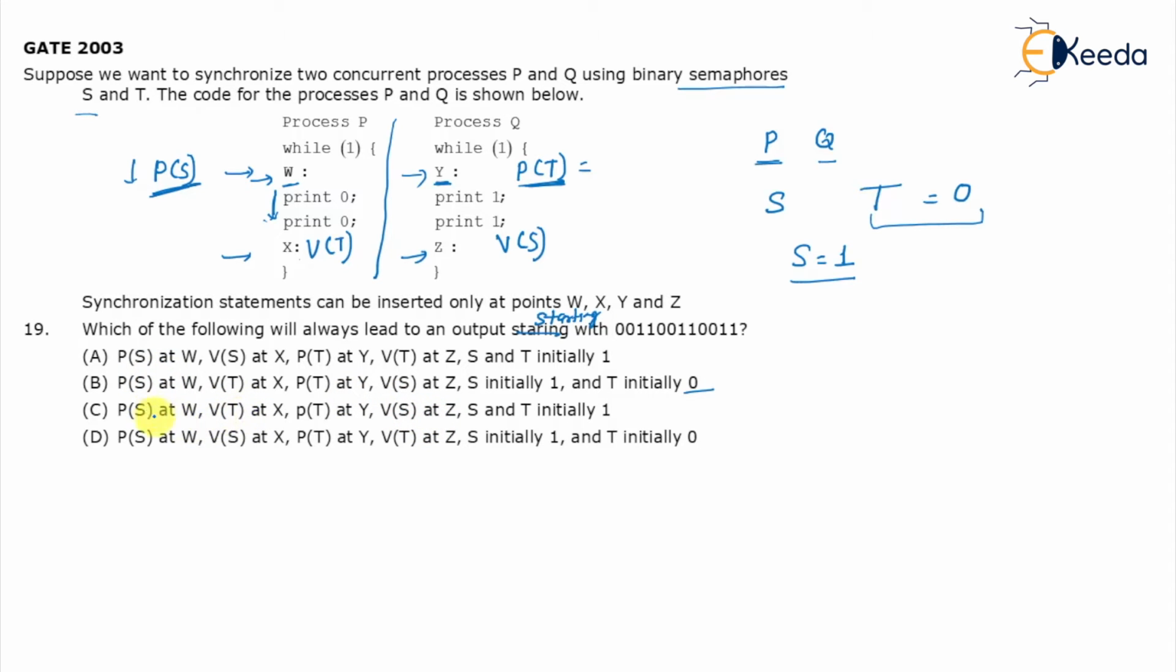The other option has the same PS, VS at Z, with S and T both initialized to 1, no. WV, this is something different. Answer is B for this case. Answer will be B. That sequence will allow it to print 0011, and if it proceeds infinitely, that is okay.